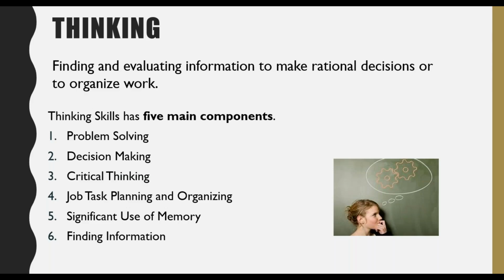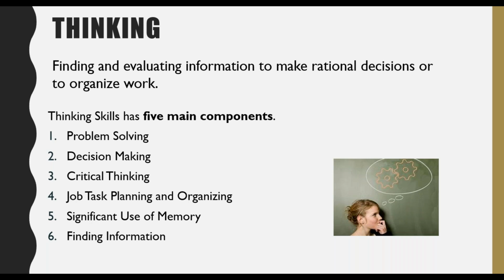So, moving on to thinking skills. Thinking skills are hugely complex because there are 5 different components. Thinking is about finding and evaluating information to make decisions and organize work. The 5 components are problem solving, decision making, critical thinking, job task planning and organizing, significant use of memory, and finding information.